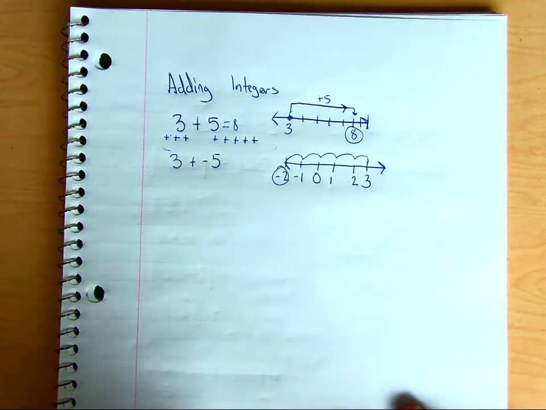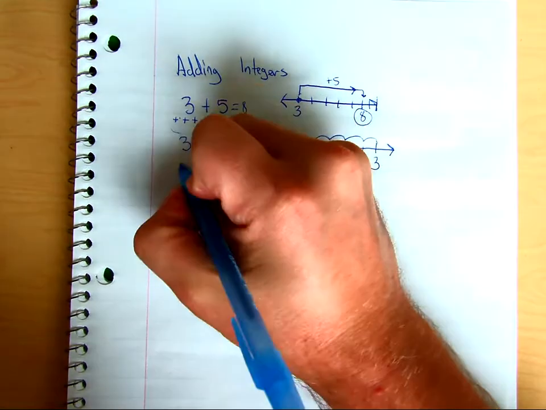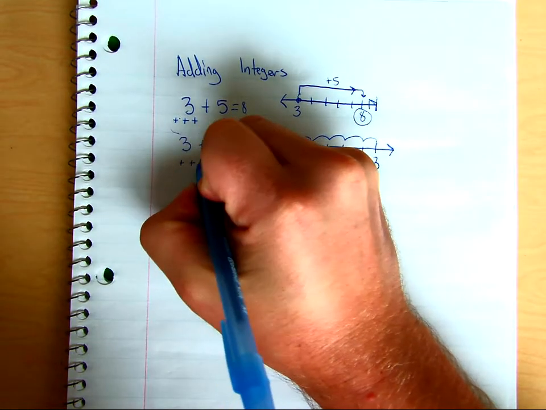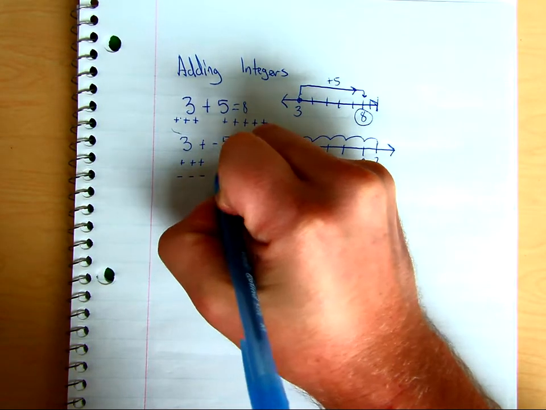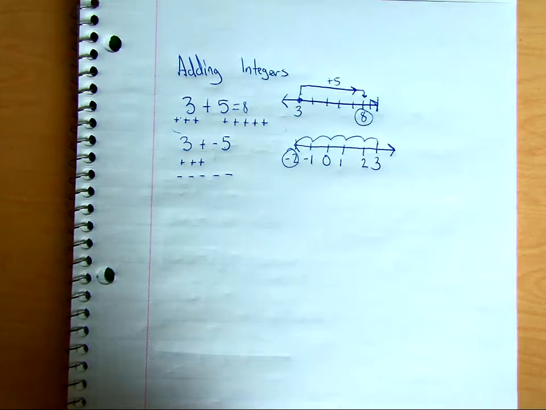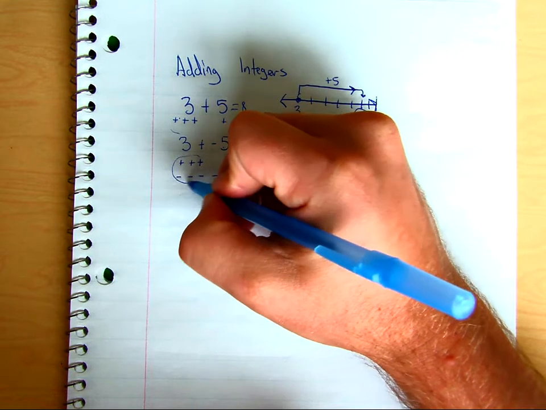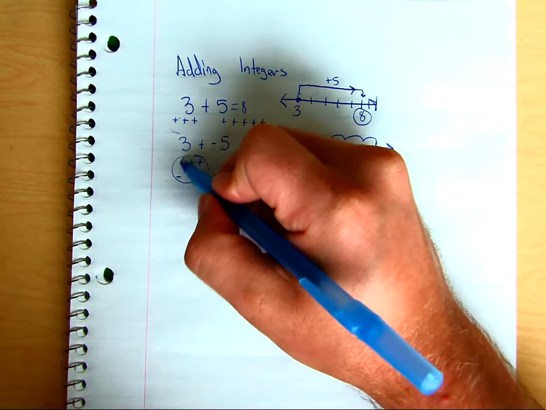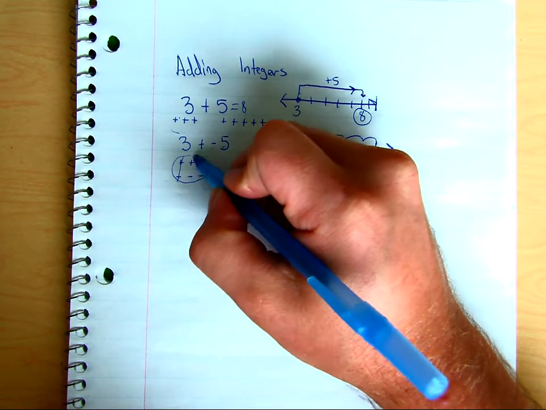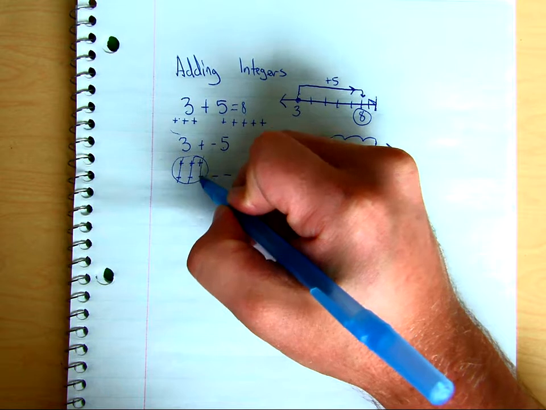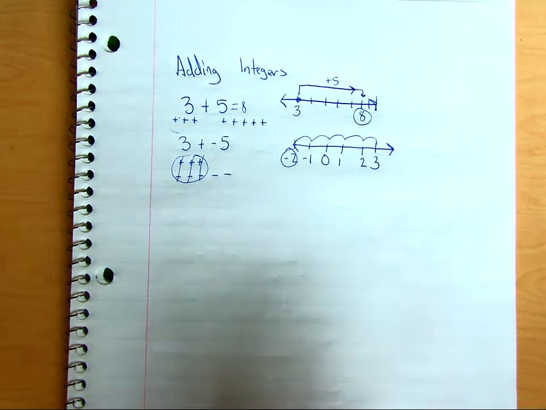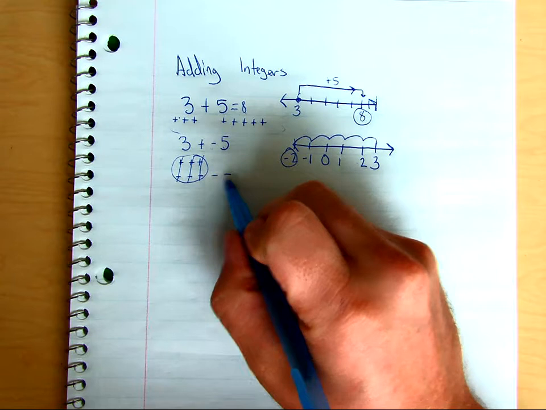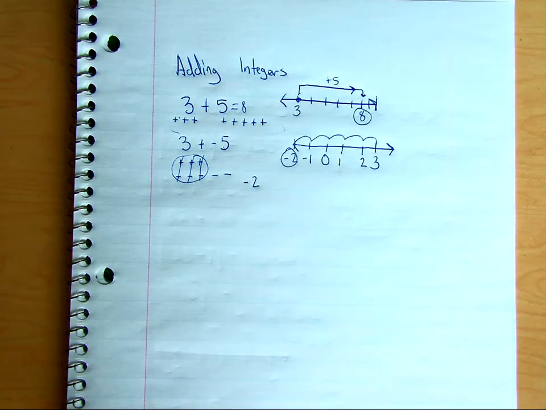Another way to look at this would be if I have 3 positives and 5 negatives. A positive and a negative would make 0, a positive and a negative would make 0, a positive and a negative would make 0. They're called neutral pairs. They almost cancel each other out. I'm left with negative 2.